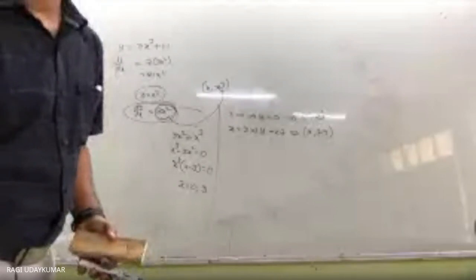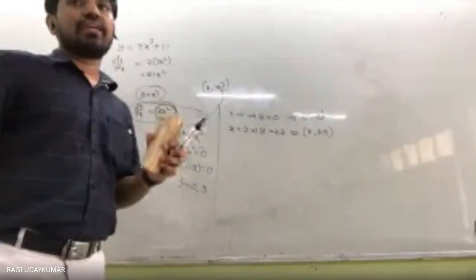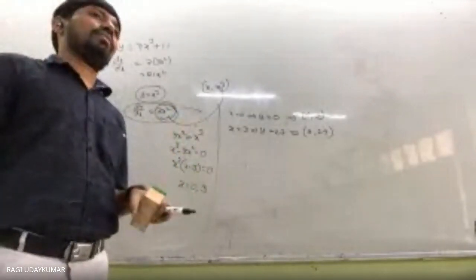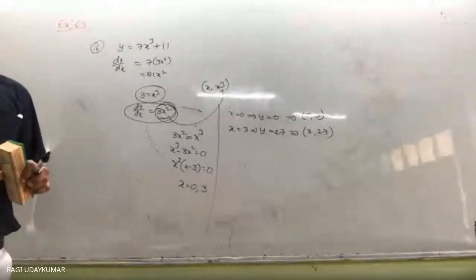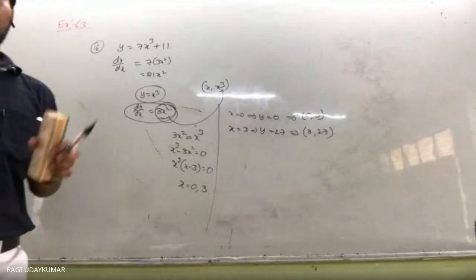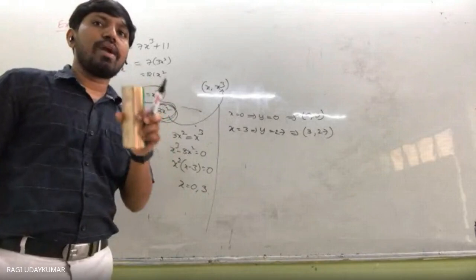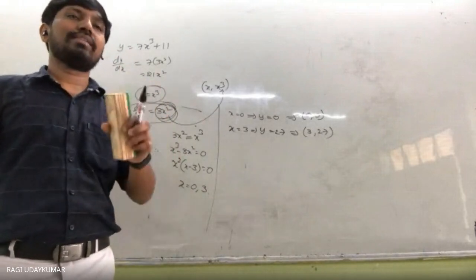Okay. Next, same way 18th question you can do it. It's not more difficult to you. For the curve, find all the points at which the tangent passes through the origin. Tangent is passing through the origin. Find for the curve y equal to 4x cube minus 2x power 5 all the points at which the tangent is passing through the origin.